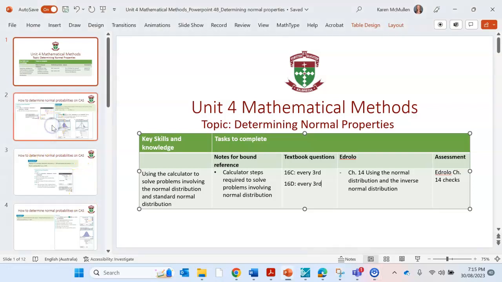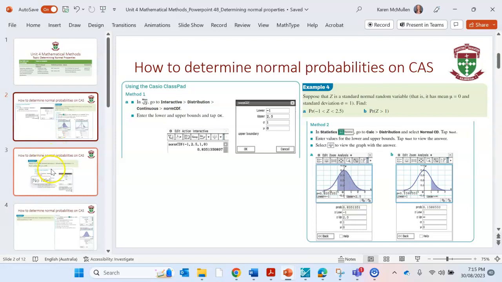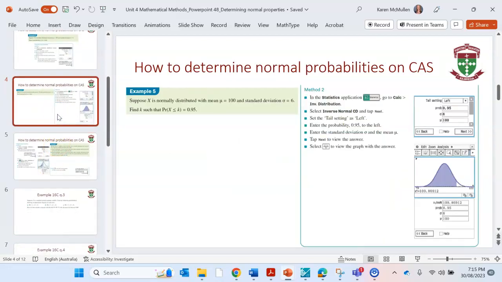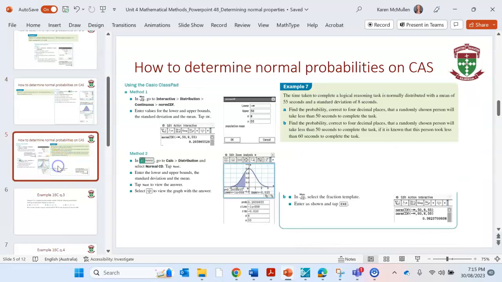I have put the calculator steps into the PowerPoint, as you can see. They're just taken straight from your textbook, but remember I printed them for you so you have a copy. Make sure it is in your bound book, although it isn't really that difficult to do on the calculator, but still a good idea to have the steps there just in case.